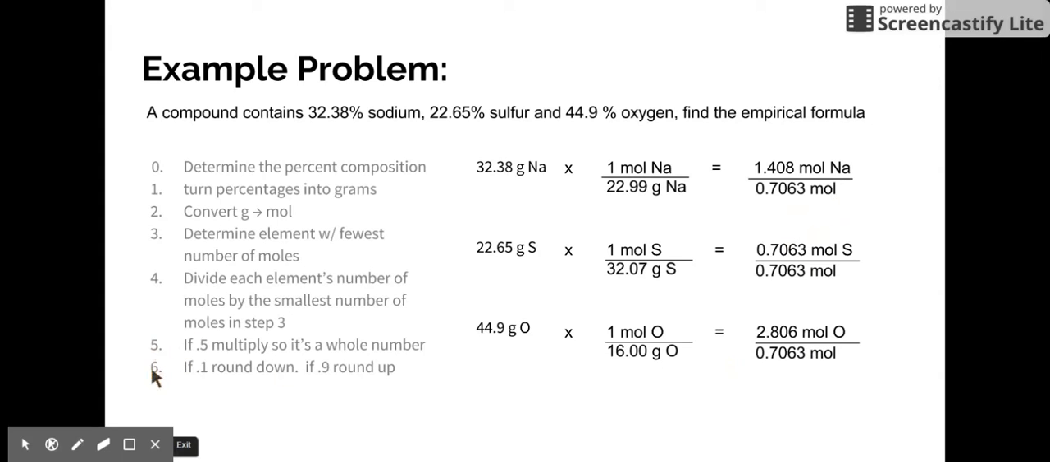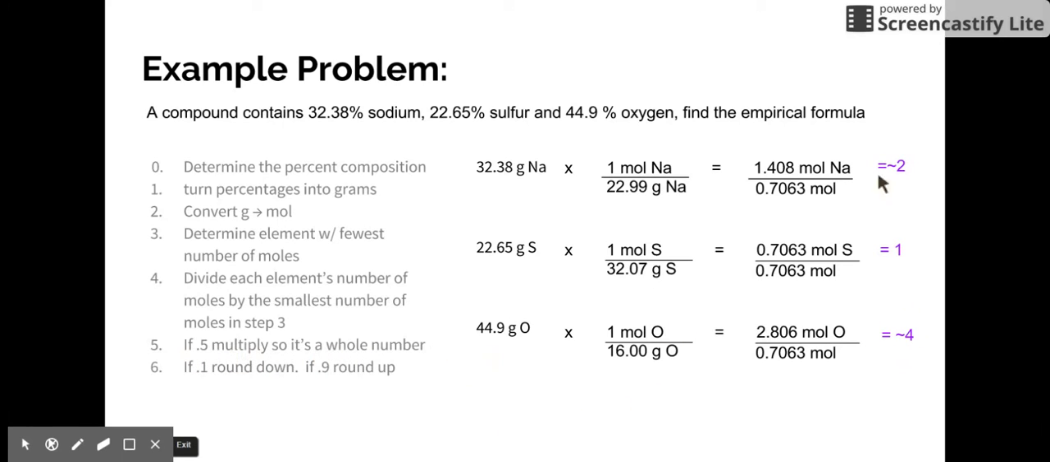These last two parts right here, 5 and 6, are kind of one step in themselves, but if I go ahead and multiply this out, the first one I'm probably going to get something like 1.99. So if it's 0.1, round down. If it's 0.9, round up. So I'm going to round that up to 2. The next one is perfect. It's a 1-to-1, so it's just a 1 ratio. The last one, I think I got 3.99, so I'm going to round that up to 4. So again, if it's 0.1, round down. If it's 0.9, round up. If it's 0.5, multiply. We didn't really see step 5. We'll see this next time, so don't worry about step 5.